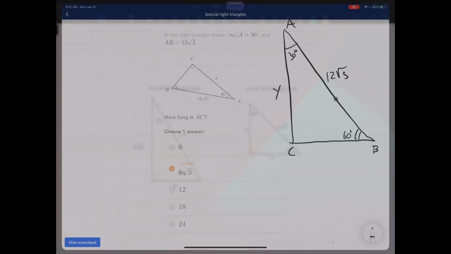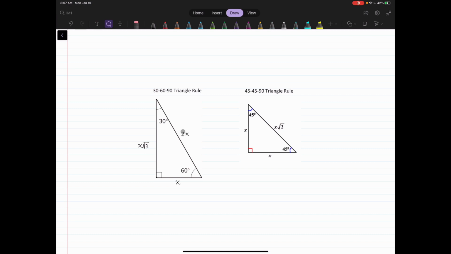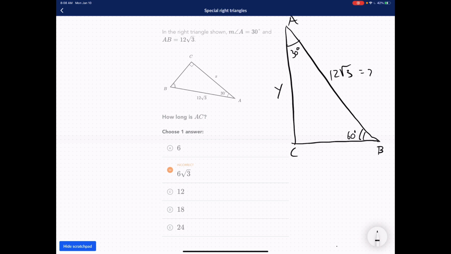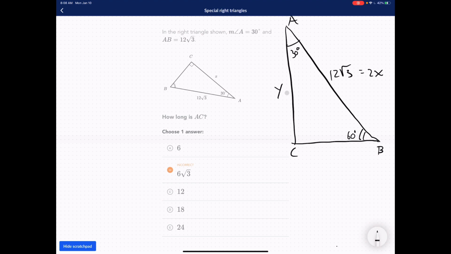So let's take a look. This hypotenuse is 12 square root of 3, right? But this side is equal to 2x. So what we're going to do is set that to 2x. And then this y is equal to x square root of 3, right? So let's do this problem first. We're going to get 12 square root of 3 is equal to 2x, right? And we're going to divide by 2 on both sides to get 1x.